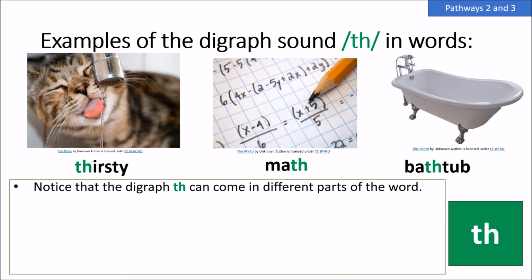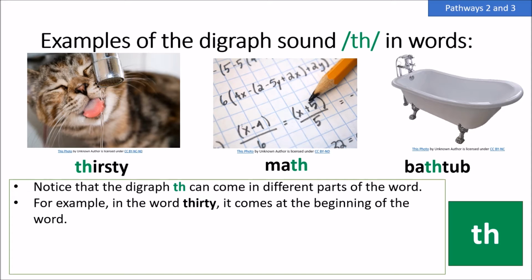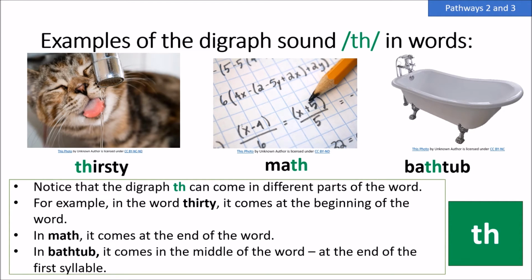Notice that the digraph th can come in different parts of the word. For example, in the word thirsty, it comes at the beginning of the word. In math, it comes at the end of the word. And in bathtub, it comes in the middle of the word at the end of the first syllable.